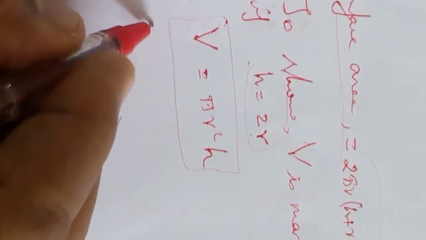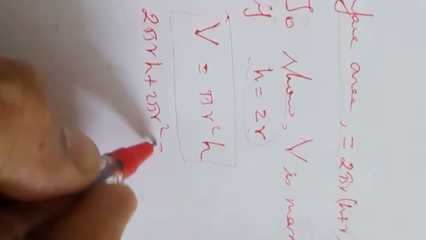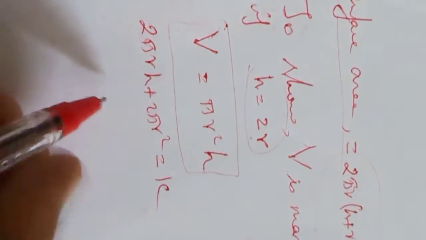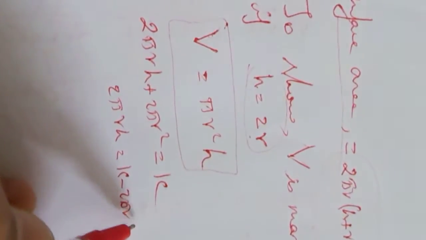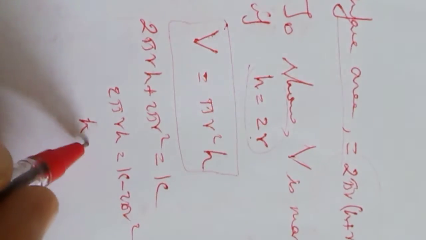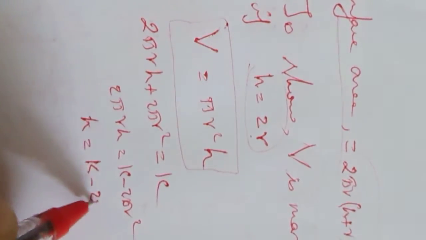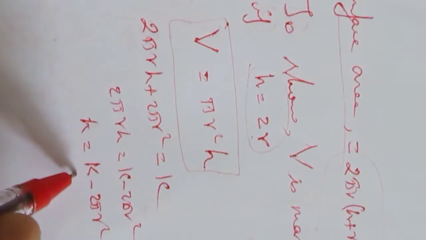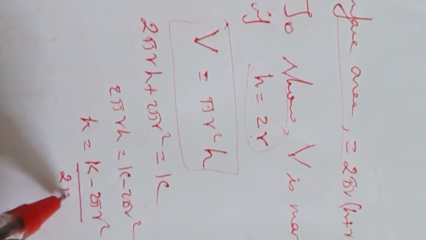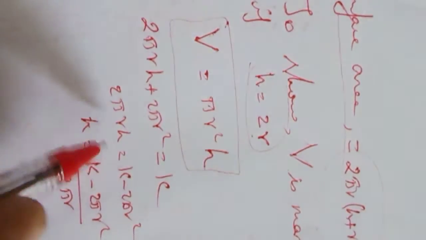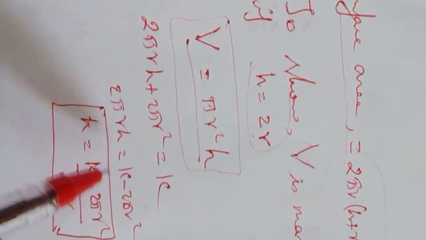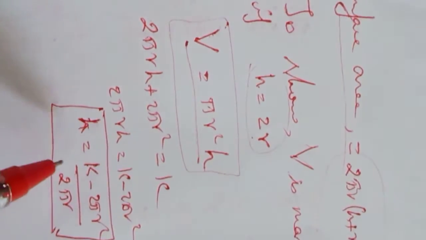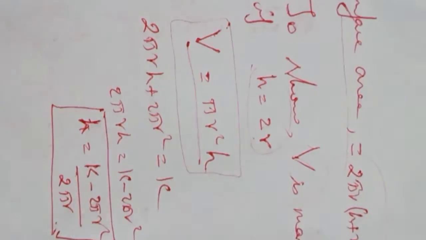So 2 pi r h plus 2 pi r square is equal to k. Then 2 pi r h is going to be k minus 2 pi r square, and therefore your height is equal to k minus 2 pi r square by 2 pi r. So as usual we have formulated a function and then eliminated one variable in terms of the other.